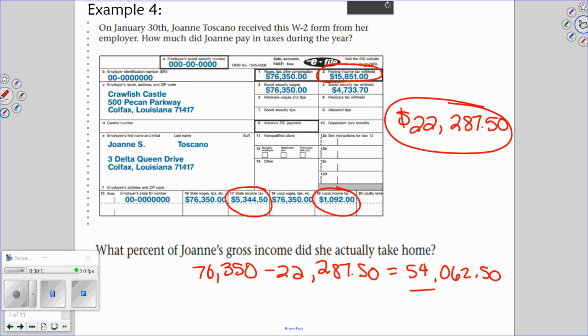Which is $54,062.50. And we're going to divide that by, I have to divide it first. How did you do the percentage? She's bringing home this much out of how much did she start with? The $76,350. Yeah, and then multiply that by 100 for your percentage. So 70.8%.